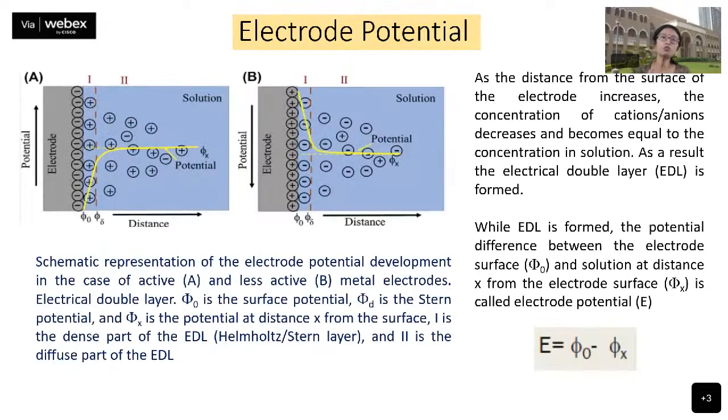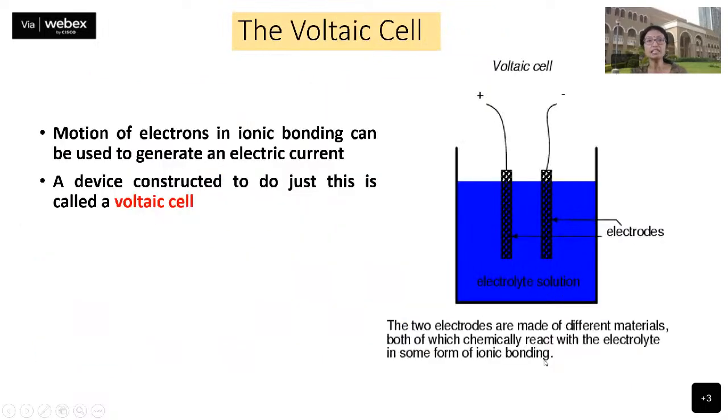To give a view of it, you have this electrode potential, as you can see over here. As the distance from the surface of this electrode increases, the concentration of the cations or anions, as the case may be, decreases, and it gradually becomes equal to the concentration in solution. As a result, you have this electric double layer formation. At the surface, you have a potential which is around phi 0, and at the distance x, you have phi x. Ultimately, this difference in potential is nothing but your electrode potential, given by phi 0 minus phi x, giving you the electrode potential E.